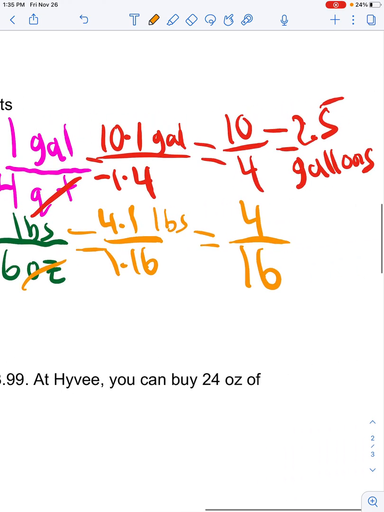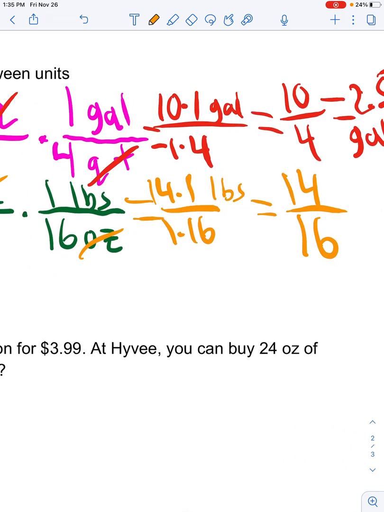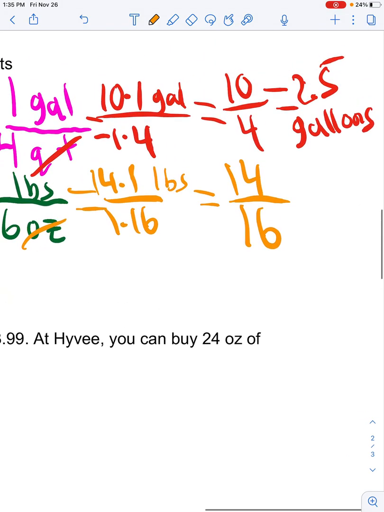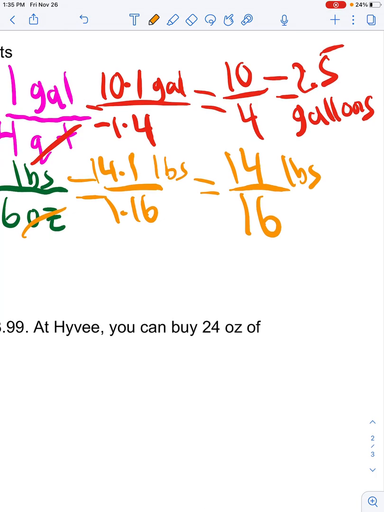Oh, I skipped the 1 here. 14 ounces over 16 ounces. And again, we want this in terms of pounds. So let's just simplify this. 14 over 16 is the same as 7 over 8 pounds. So a little less than 1.